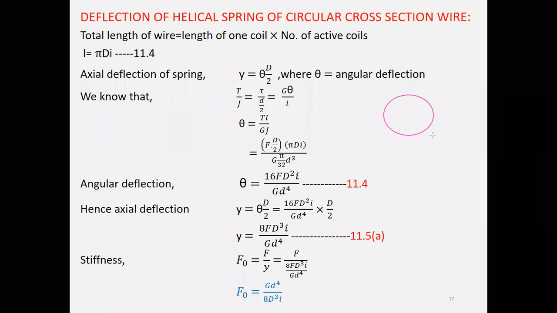If this is the spring, when you view it from the top, axial deflection y is equal to, how to measure that? That is theta, the angular deflection, you have to consider that. How to consider that? This is the spring from the top side. If the total diameter is d, and the radius from the center will be d by 2.